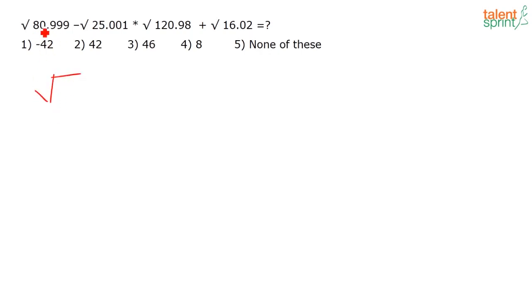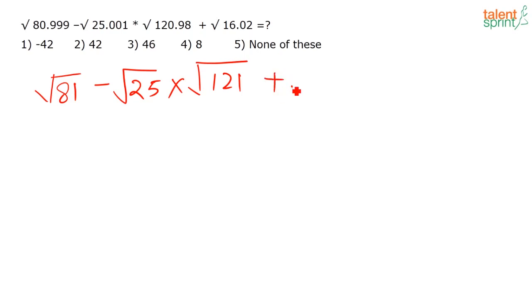See, root of 80.99, I am going to take it as 81. 25.001, I am going to take it as 25. Root of 120.98, I am going to take it as 121. 16.02, I am going to take it as 16. At this point, remember our BODMAS, don't forget BODMAS. If you don't use BODMAS here, we might end up making a mistake. Otherwise, a very simple question.